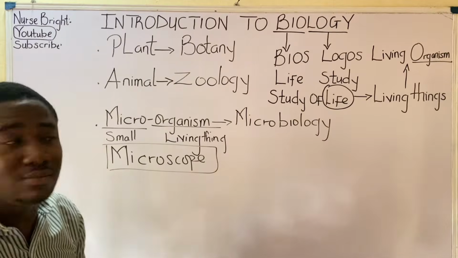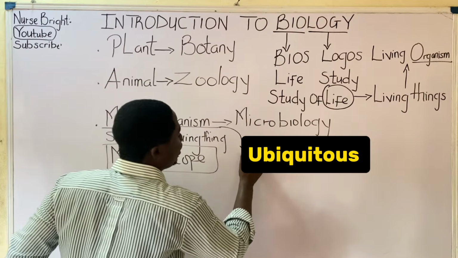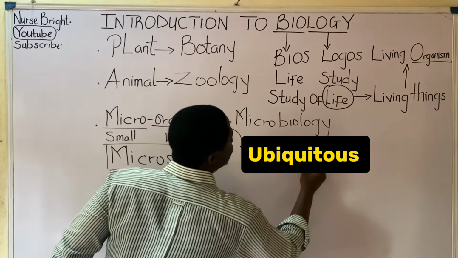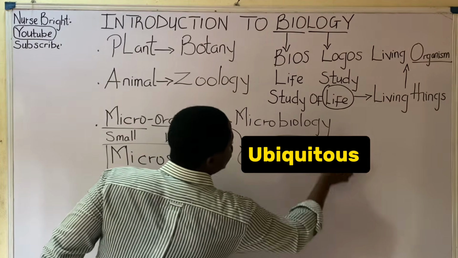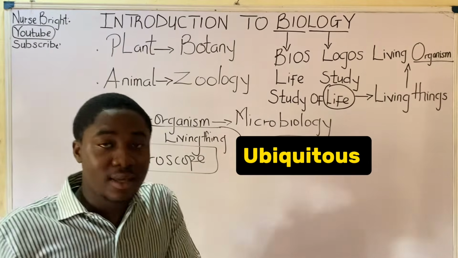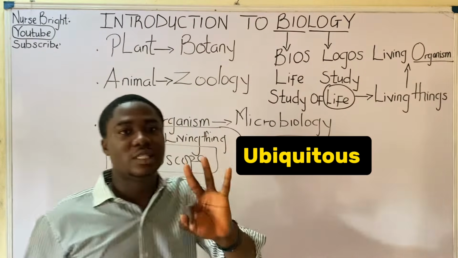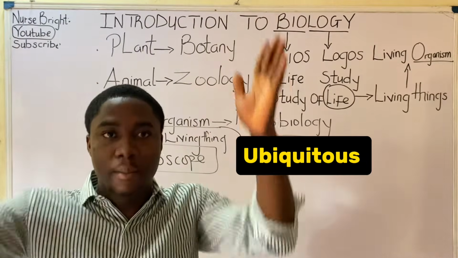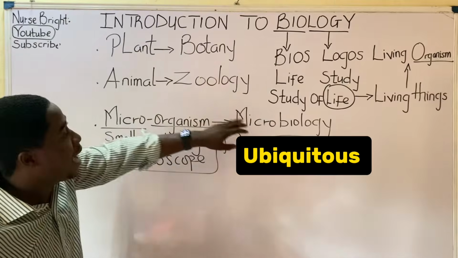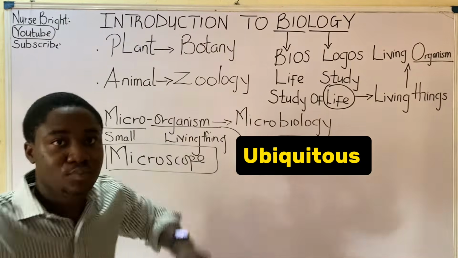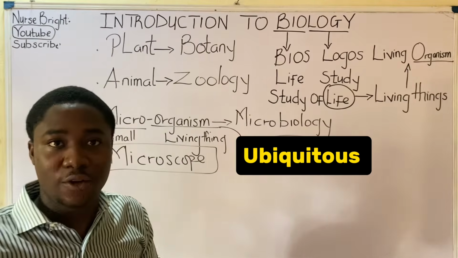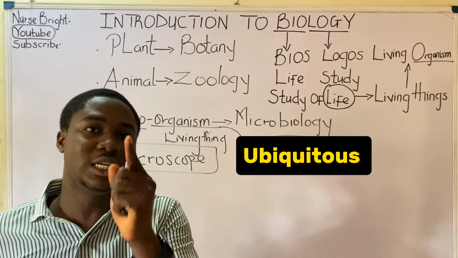Remember, microorganisms are regarded to be ubiquitous, meaning that they are found almost everywhere. They are so numerous in nature. So moving further, we can see that biology is broadly divided into three branches, which are botany, zoology, and microbiology. Though we have other branches of biology which I'll be discussing in this video lesson, there is something you must actually take note of.